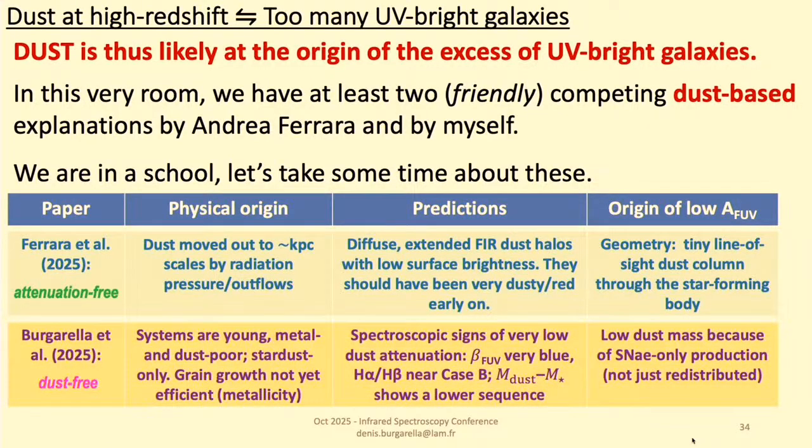In my case, they are dust-free. Well, not really dust-free, it's very low dust attenuation. The systems are young, metal- and dust-poor, with supernova dust only, and grain growth did not start to produce grains. Spectroscopic signs from data show that we have a very blue UV slope. The Balmer decrement is very near case B, and you have a lower sequence in this diagram. So the low dust mass of these galaxies is because supernova-only dust is produced and not just redistributed. You don't have dust inside, or just a little bit.